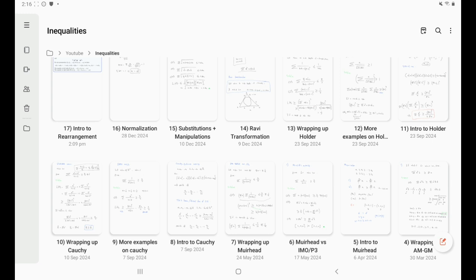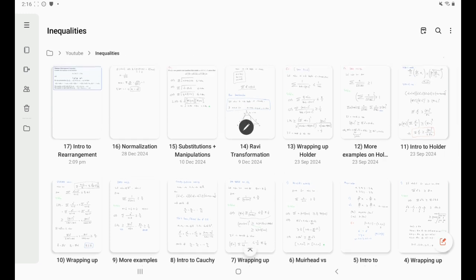After we discussed the classical inequalities, we then started discussing some algebraic techniques and manipulations that you can use to help you simplify inequalities and deal with some weird conditions that you have in the question. We started, for example, with the Ravi transformation to handle side lengths of a triangle.